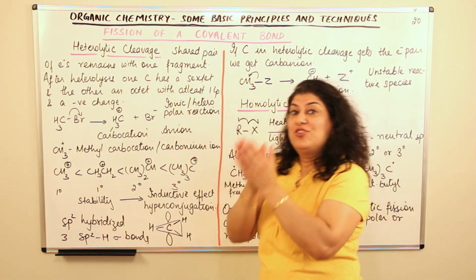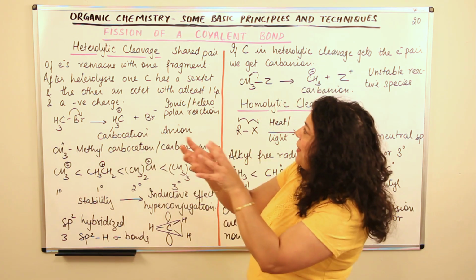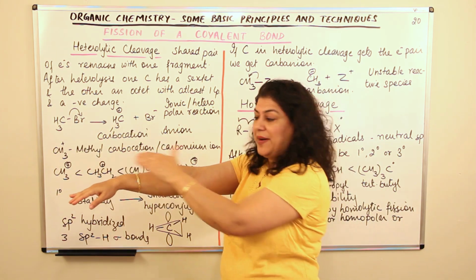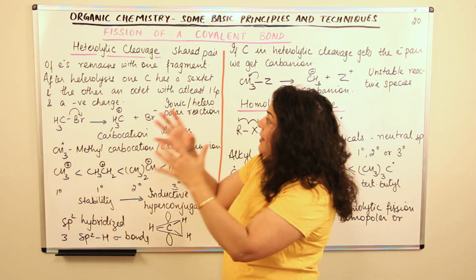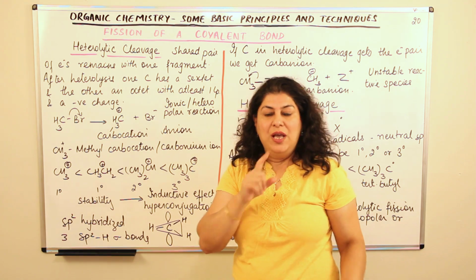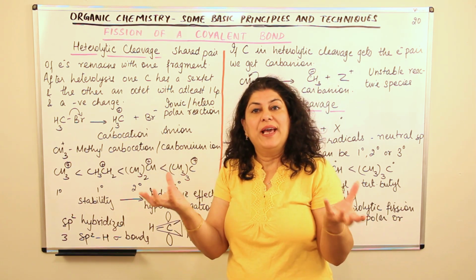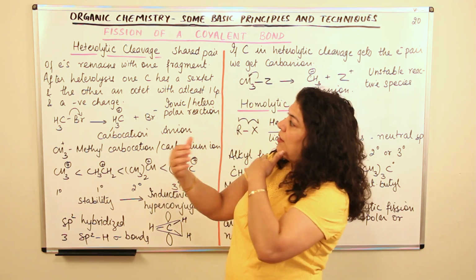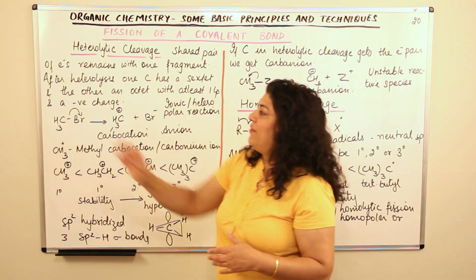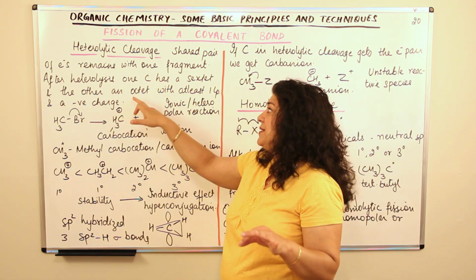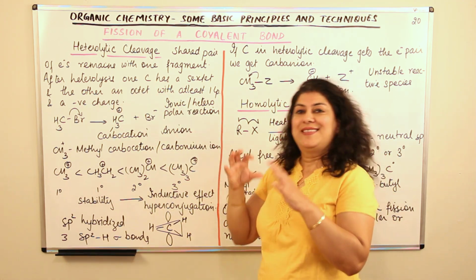In a heterolytic cleavage, the shared pair of electrons, one contributed by the other atom and one contributed by me, remains with one fragment. Whenever you break a thing, what you get is other fragments, the broken parts. So both the electrons remain with one fragment, that is my friend, and after heterolysis, one carbon has a sextet.